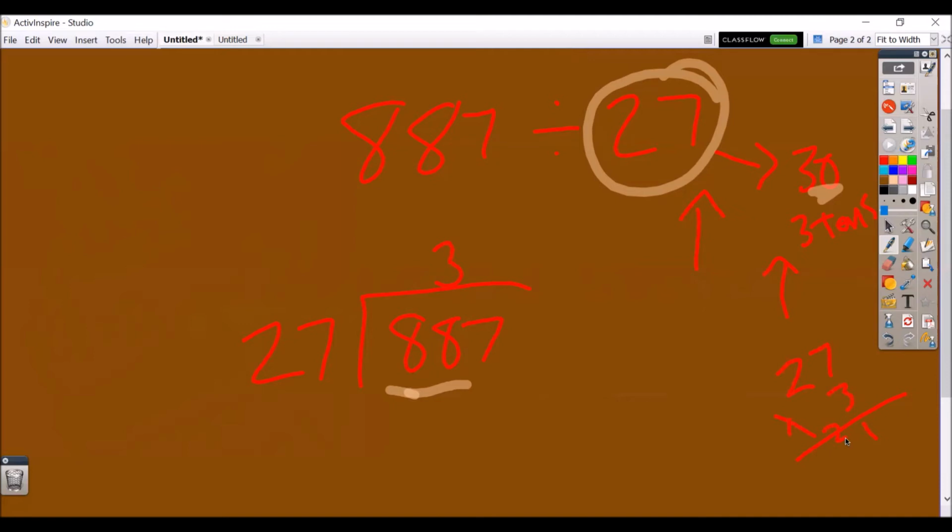3 times 7 is 21. 3 times 2 is 6. Plus 2 more is 81. That's pretty close. Oh, that is definitely smaller than 88. So I think I chose the right one to start with.